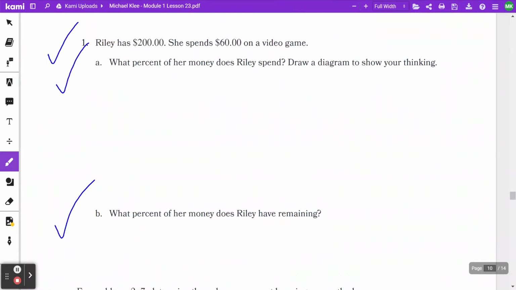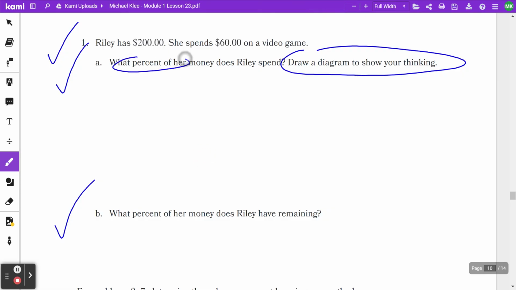Ooh, Riley has 200 bucks. I like this one because they want me to show a diagram, so we're going to diagram this guy. Riley has $200, and she spends $60 on the video game. So what percent of her money does she actually spend? Now, they do want a diagram on this one, so let's see. We could do a double number line on this one.